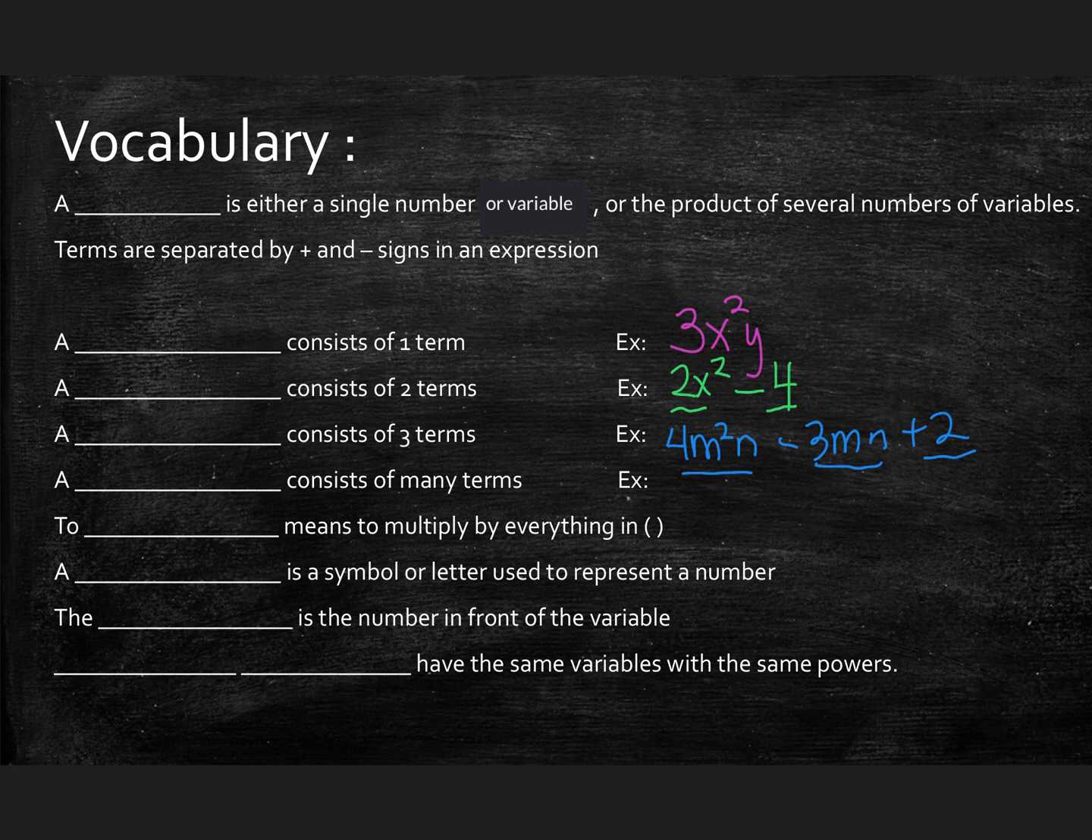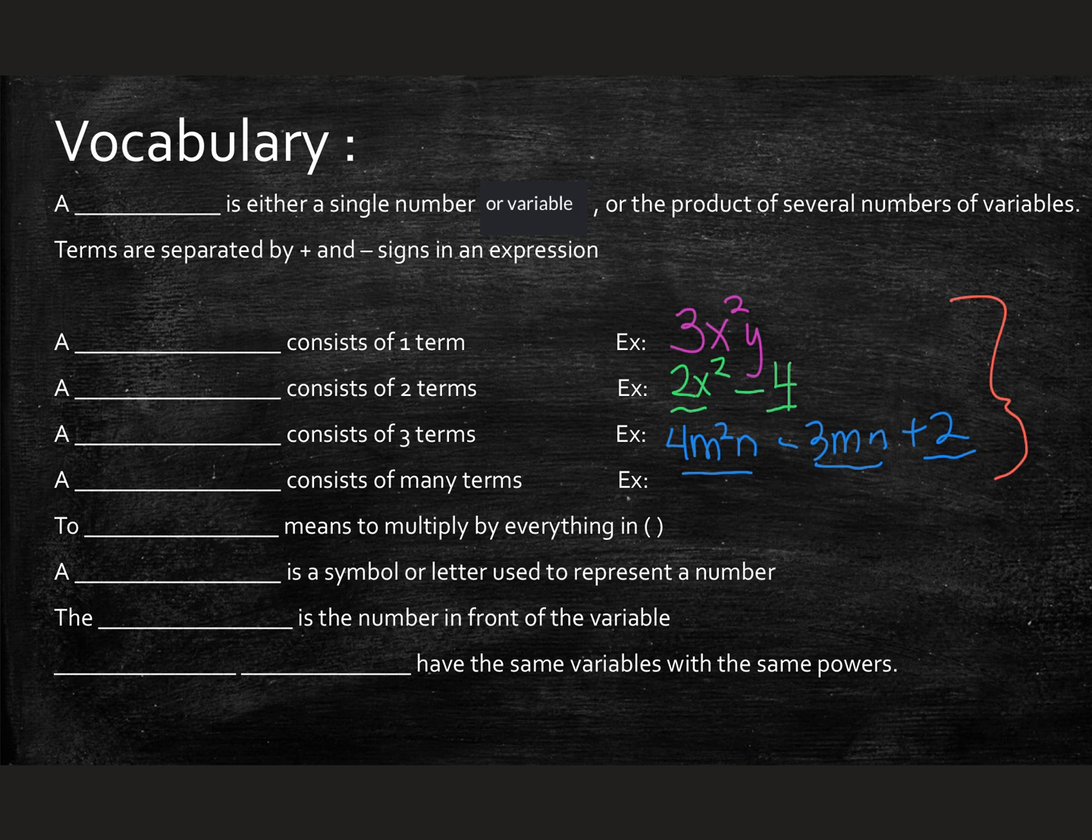A polynomial consists of many terms, and so that could be anything, like as many terms as we want. Now, technically, all of these polynomials right here, these are also considered polynomials, but because they only have 1, 2, or 3 terms, then we tend to use the monomial, binomial, and trinomial. Polynomial just means it has many terms. It can have as many as you want.